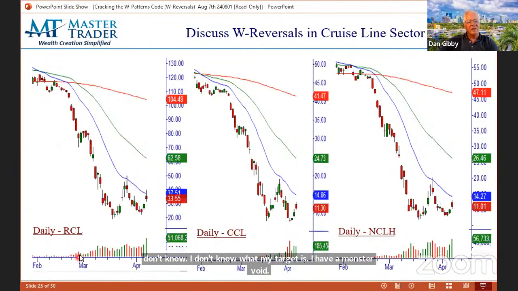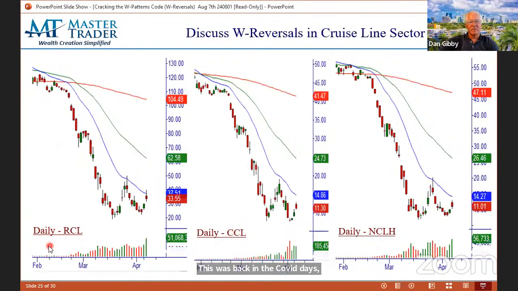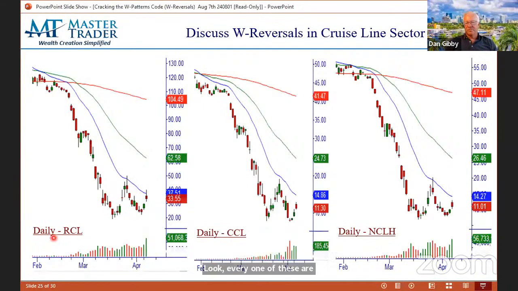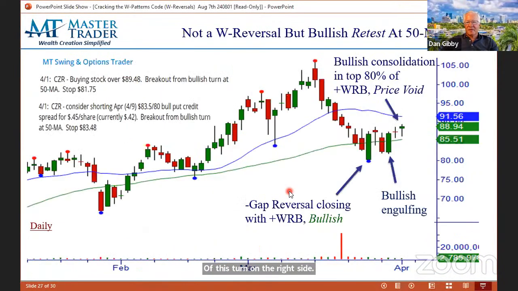This was back in the COVID days, but this chart is great for this subject. Look, every one of these are W bottoms. They got creamed. So same subject. Which one do I have the most confidence of this turn on the right side? See that? Same with that. All right, so this one is not a W bottom, so I just want to differentiate. And the only reason why is because it didn't go up to give my third in a retest, but it's a powerful pattern. I just wanted to differentiate it.